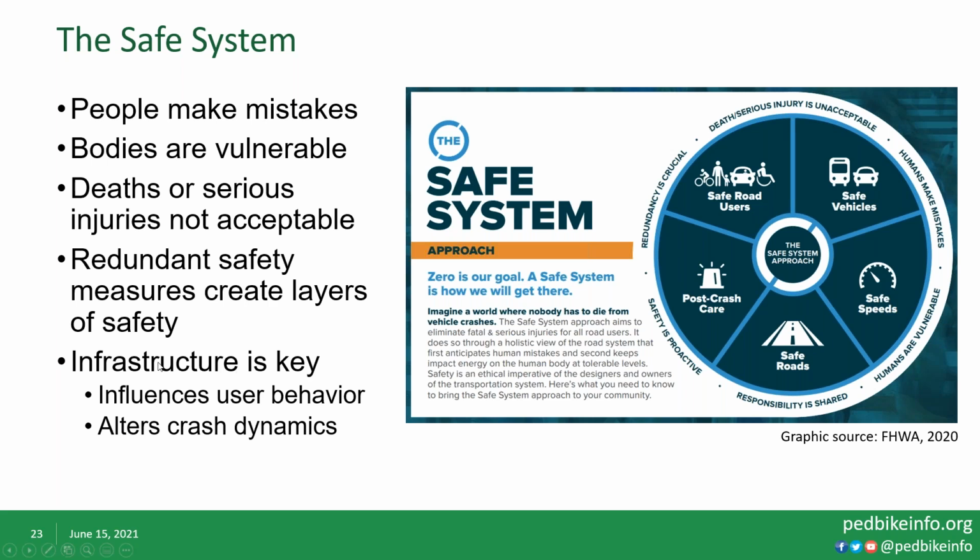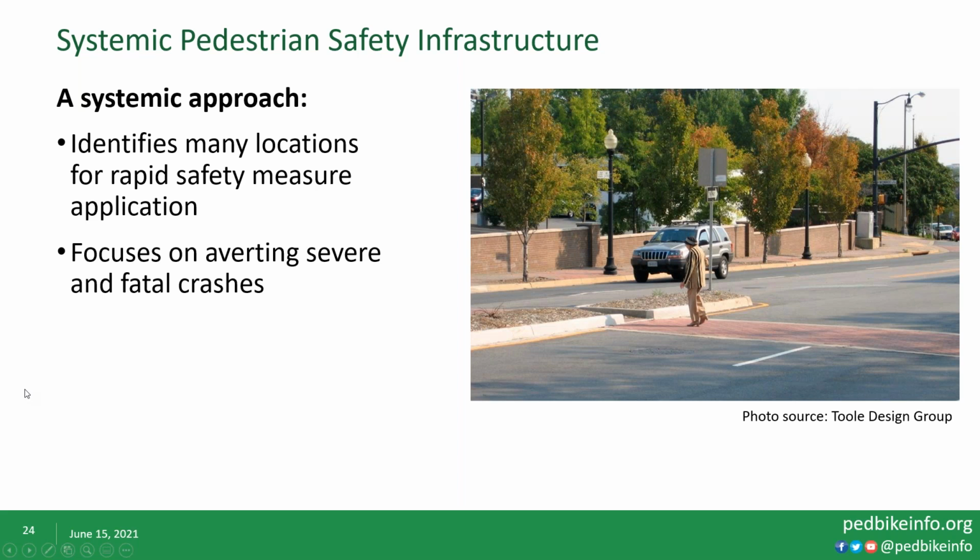Next slide, please. So, systemic pedestrian safety infrastructure. With this approach, there are two key takeaways to bear in mind. One is that a systemic approach identifies many locations for rapid safety measure application. This differs a little from a more traditional hotspot approach, where you see where a crash occurred in the past and try to treat that location. The systemic approach looks at essentially all the locations with similarly high pedestrian safety risk, and seeks to treat as many of those locations as quickly as possible.